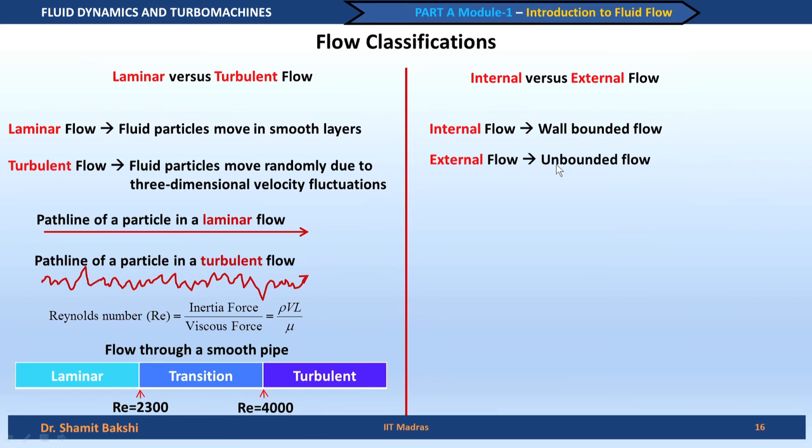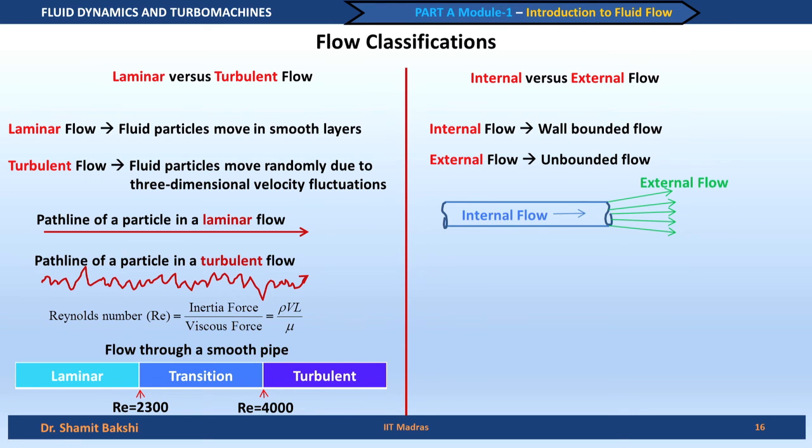So, why do we need to classify these two flows? Before going to that, let us take an example. The example is again this pipe flow. The flow inside the pipe is actually an internal flow. When it comes out, it forms a jet here. This jet is an example of an external flow. Inside the pipe, it is bounded by the walls of the pipe. Outside the pipe, it is unbounded. This flow extends everywhere, so there is no boundary. So, this is called an external flow.